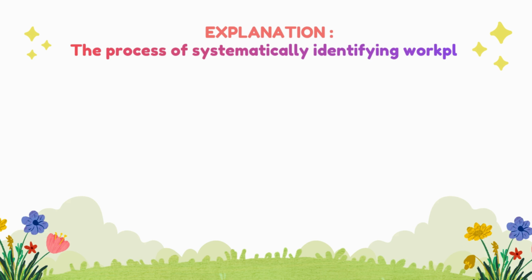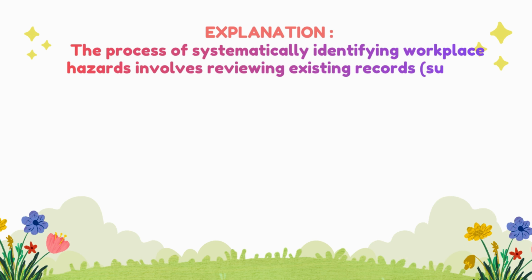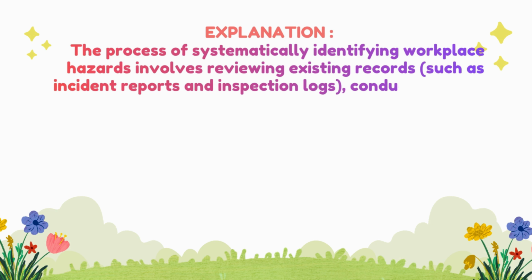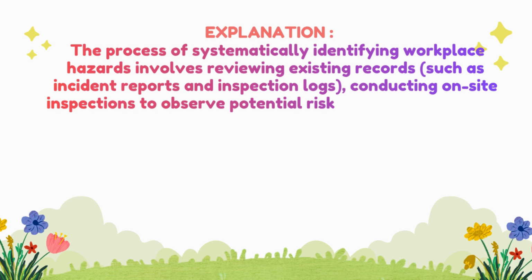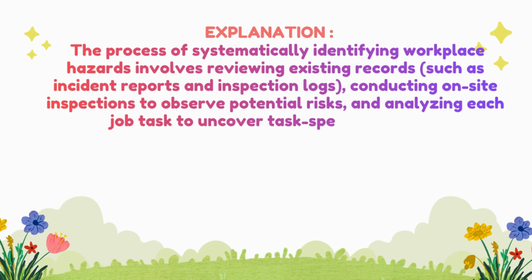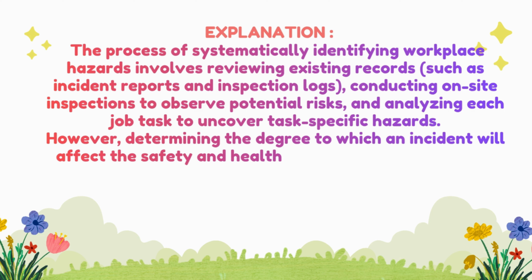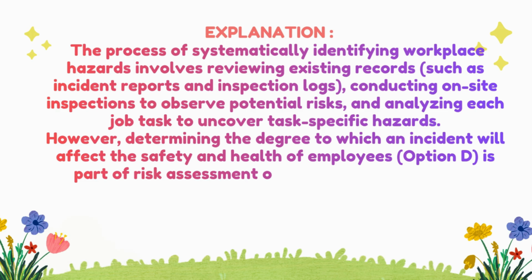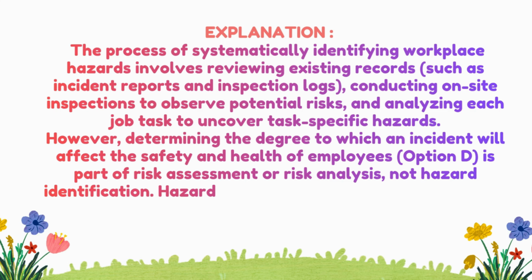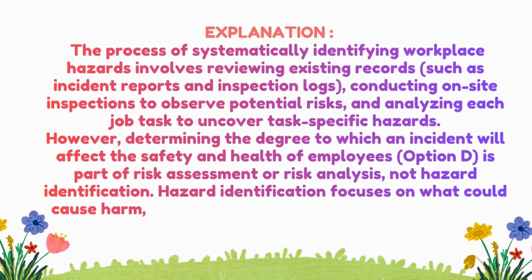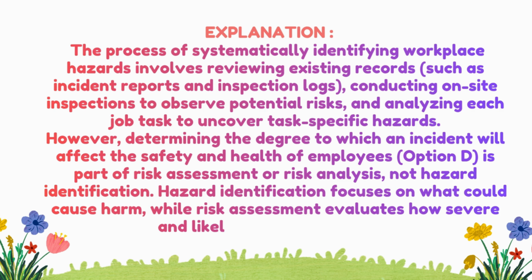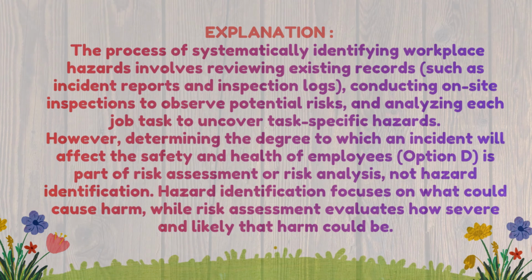Explanation. The process of systematically identifying workplace hazards involves reviewing existing records, such as incident reports and inspection logs, conducting on-site inspections to observe potential risks, and analyzing each job task to uncover task-specific hazards. However, determining the degree to which an incident will affect the safety and health of employees, option D, is part of risk assessment or risk analysis, not hazard identification. Hazard identification focuses on what could cause harm, while risk assessment evaluates how severe and likely that harm could be. Correct answer. D, because it belongs to the risk evaluation phase, not the hazard identification process.